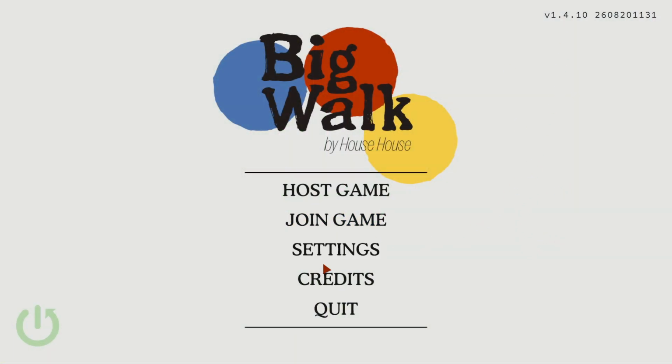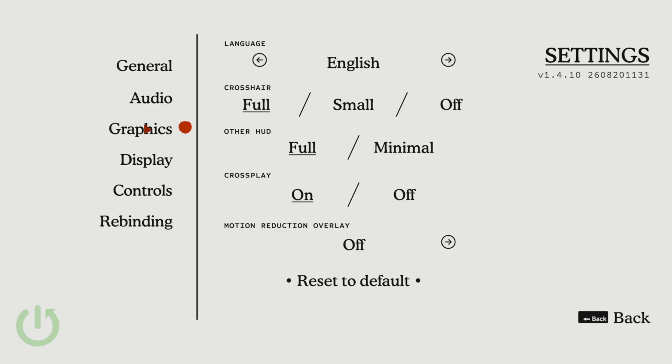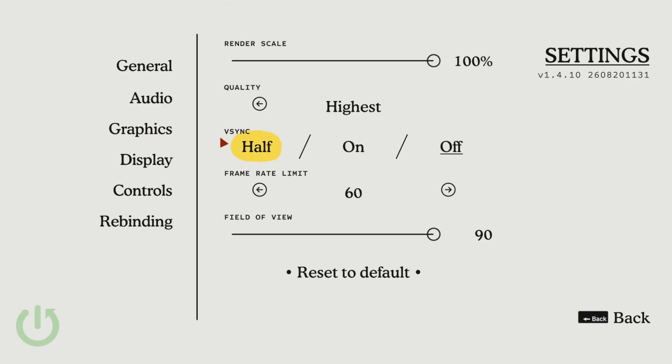Let's begin by opening settings. In here, select graphics. In this tab, look for VSync. Select either half, on or off. If turned on or turned to half, this will synchronize your frames per second to your monitor's refresh rate. What does it actually mean? Well, if you have a 60 Hz monitor, when turned on, this will sync you to 60 frames per second constant.